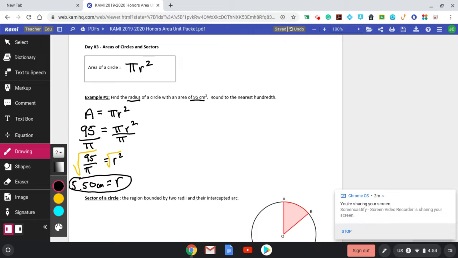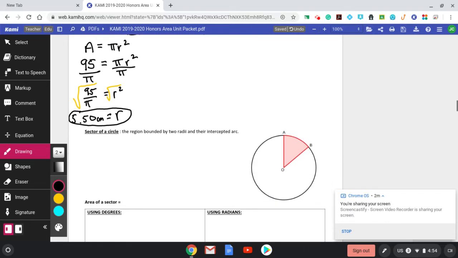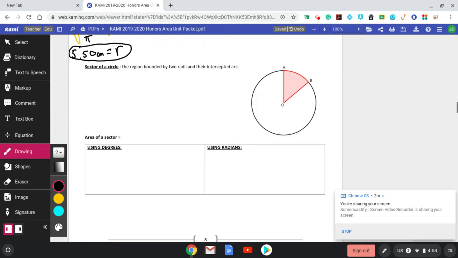So a quick area of a circle problem right there, solving for the radius. Now what we're going to pay attention to today is a sector. As you can see here in my diagram, a sector is a region bounded by two radii. So here are my two radii and their arc. Think of it as a piece of pizza. It's a slice of pie, right? That's the part of the circle, sector. Sector of the circle.